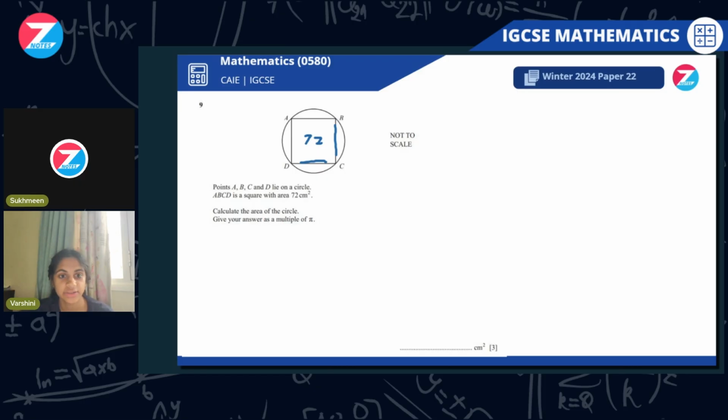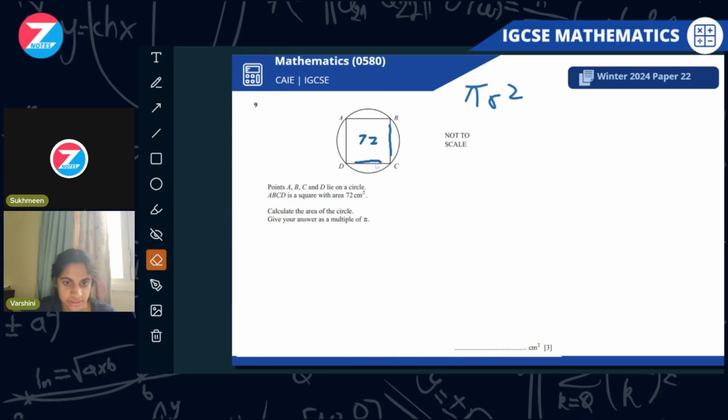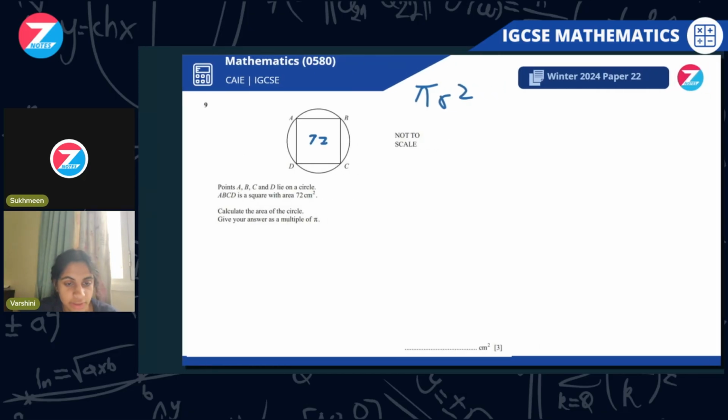Okay, so to find the area of the circle, we know the area of the circle is pi r squared. So what we need to do now is find the radius of the circle. So let me just erase these blanks. So the radius over here is going to be this length. And so now let's just connect these. Okay, so we know that this is going to be the diameter of the circle, and half the diameter is equal to radius. So diameter equals 2r.